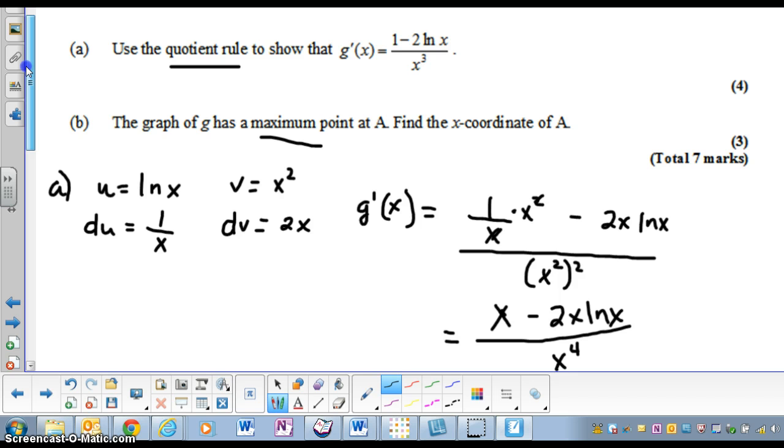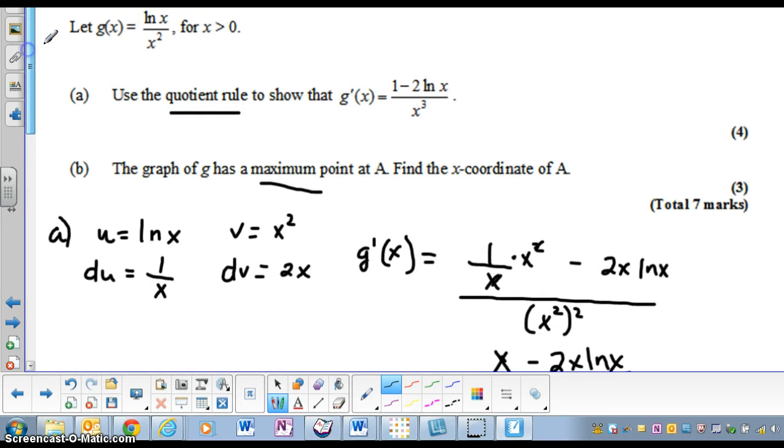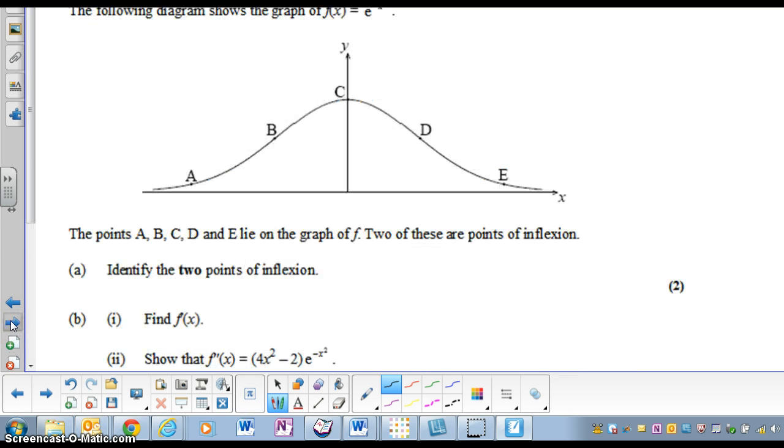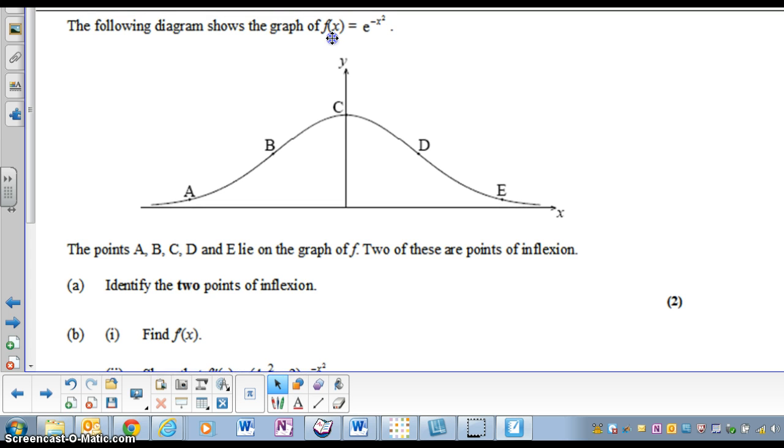We do not have to find the y value. If we did, we would plug that back in to our g of x. Okay, one more problem, an IB problem, and this one is showing some curve properties.